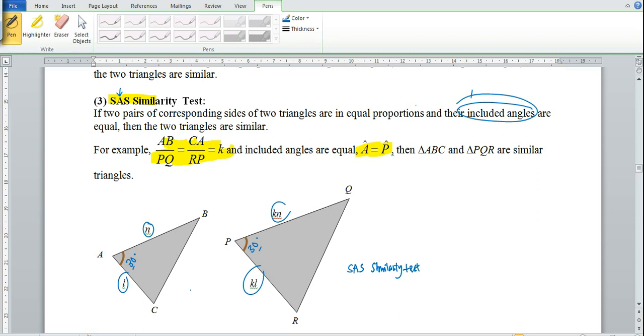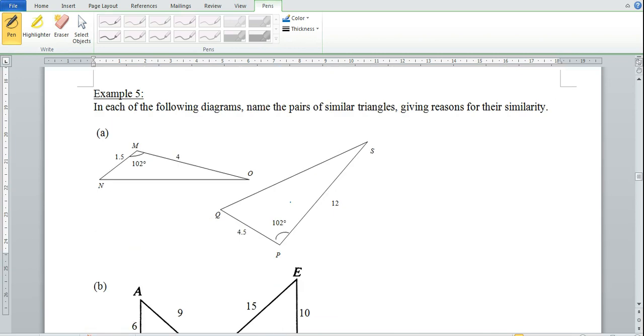So these are the three tests. And now let's look at how we can apply the three tests to similar triangle questions.